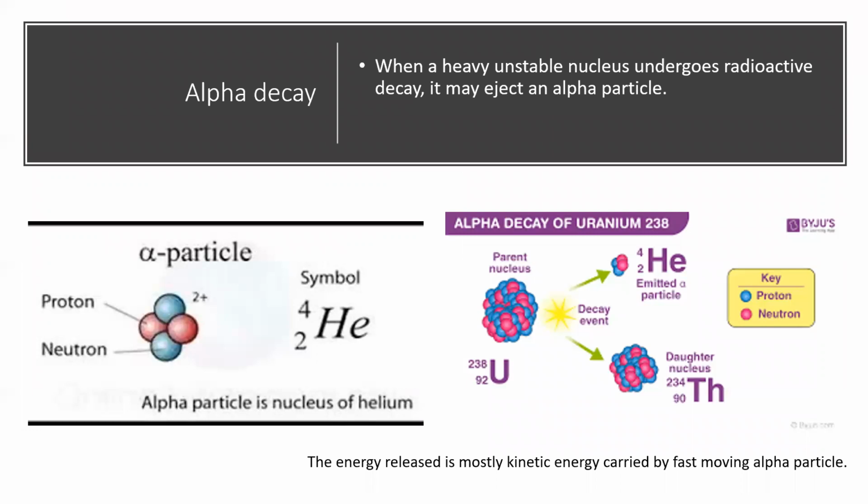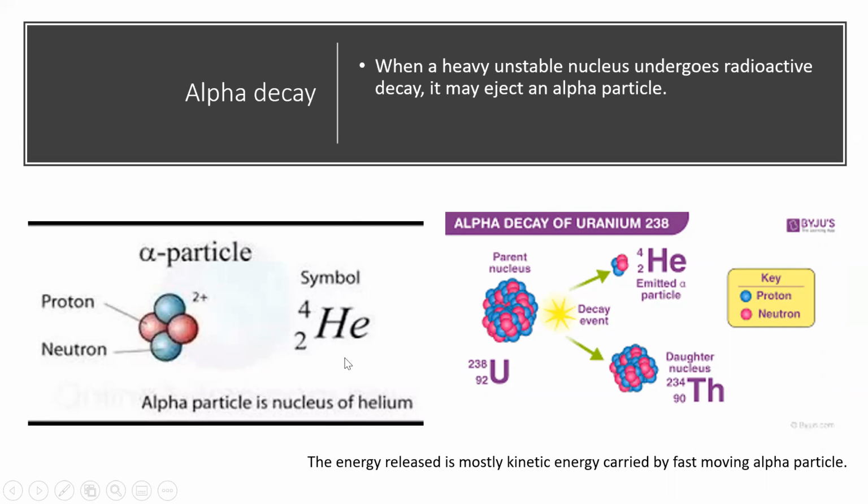Now let's look at the three different types of decay: alpha decay, beta decay, and gamma decay. Let's start with alpha decay. When a very heavy unstable nucleus undergoes radioactive decay, it may eject an alpha particle. An alpha particle has two protons and two neutrons, and it is identical to the nucleus of helium. Therefore, you can write alpha as this alpha symbol, or you can just write 4He2 in the equations.